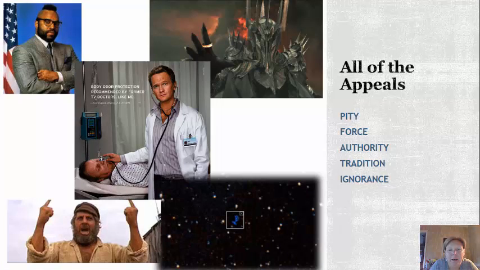Okay, now I have this listed as all of the appeals. These are broken down as appeal to pity, appeal to force, appeal to authority, appeal to tradition, and appeal to ignorance. So, many of you may not remember Mr. T. He was a big figure when I was growing up, and he had a slogan, I pity the fool. And so he was on the A team. So he's on my A team, my appeals team here.